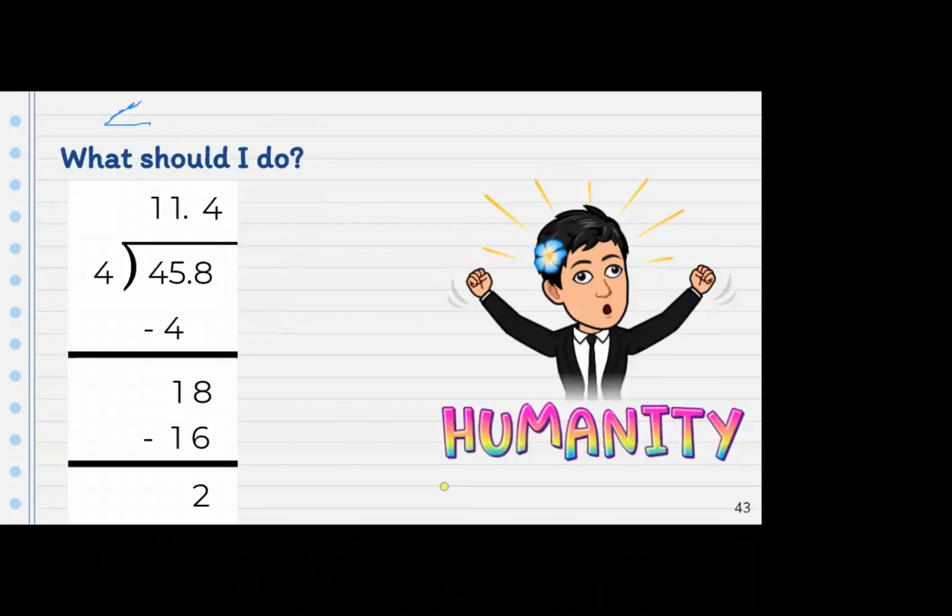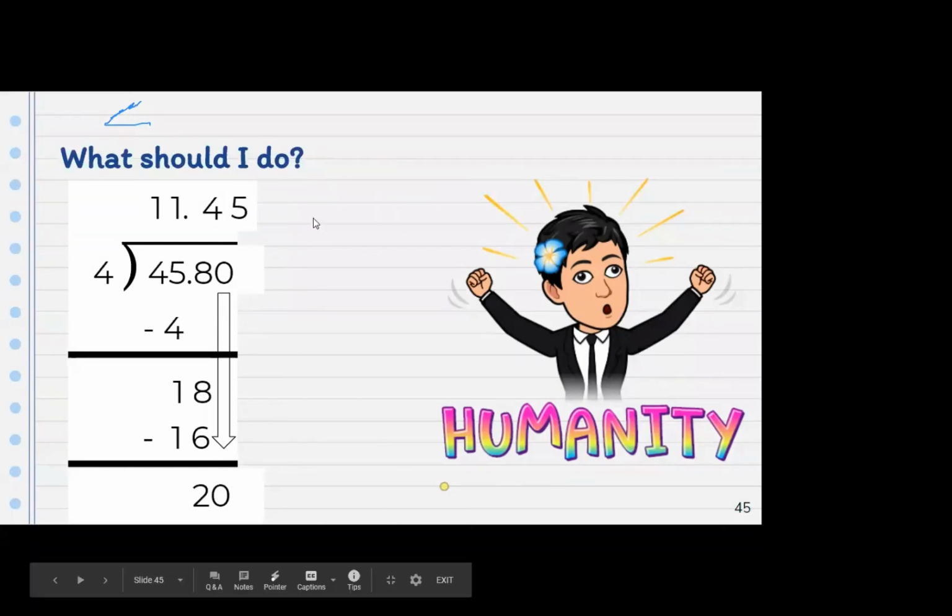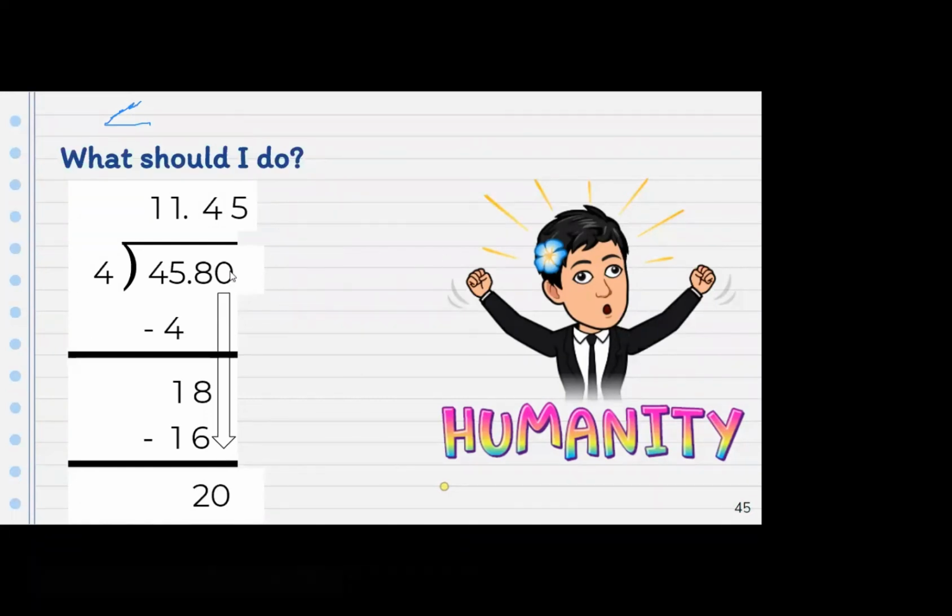I can't do it. So obviously what we just learned, add an extra 0, and then we can solve it. From here we have an extra 0. We pull it down. Now we have 20. Now what? 20 divided by 4 is just 5. And we just solved this problem. We literally just add an extra 0, and now the problem becomes solvable.